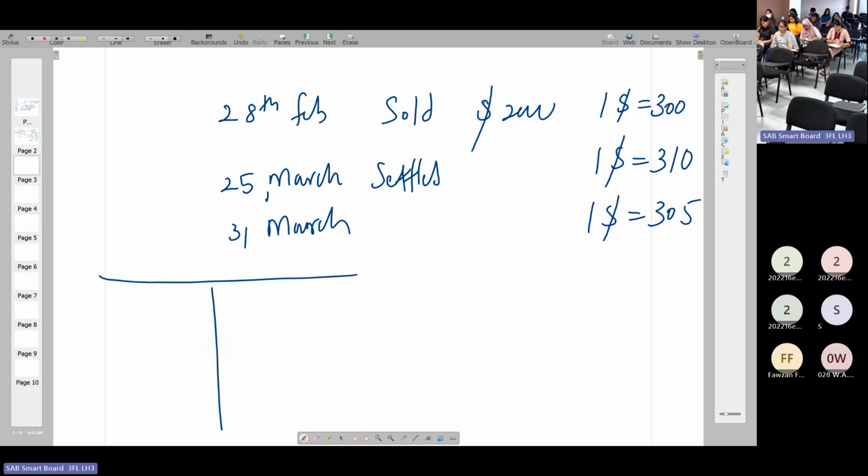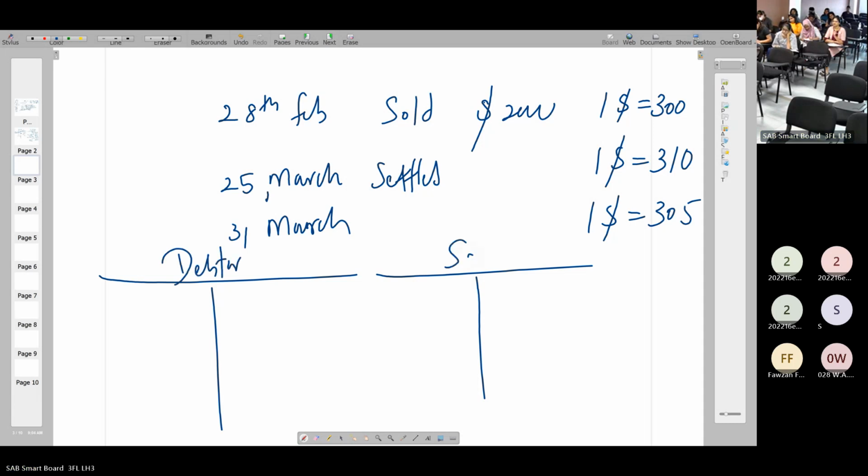What are the accounts that you should draw? What are the accounts that you have to have? You are the accountant of the entity. The entity sold goods to another customer outside the country. Double entry. Debtor account, debtor debit. Sales credit.